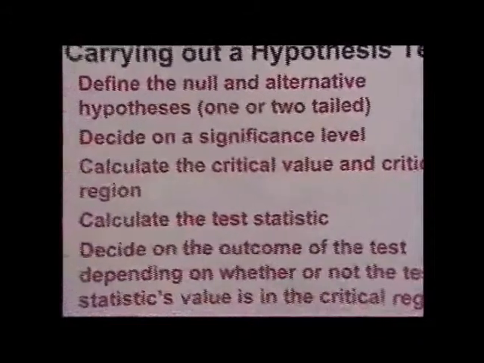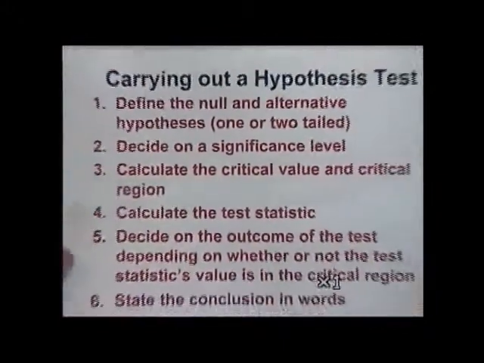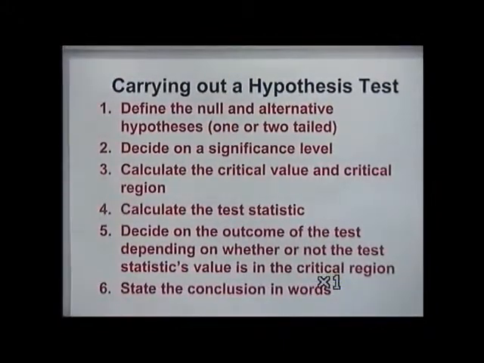Right, in the last lesson we looked at the 6 steps for carrying out a hypothesis test for continuous variables. We're going to work through some examples now. So, before we look at the example, step 1 is define the null and alternative hypothesis, and we have yet to discuss really what this one or two tail thing means.